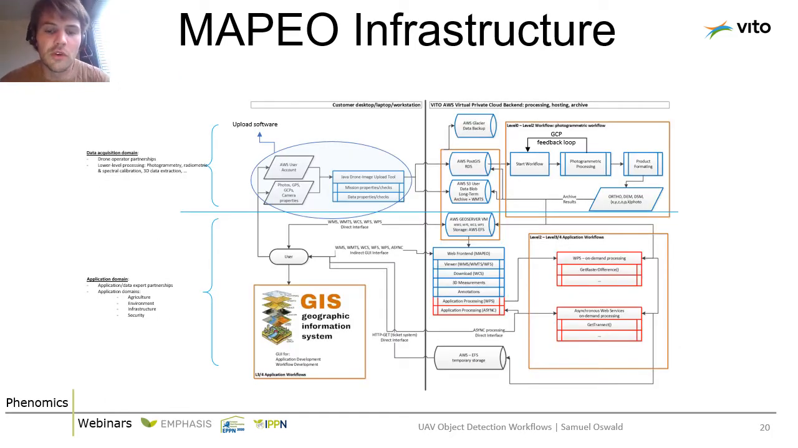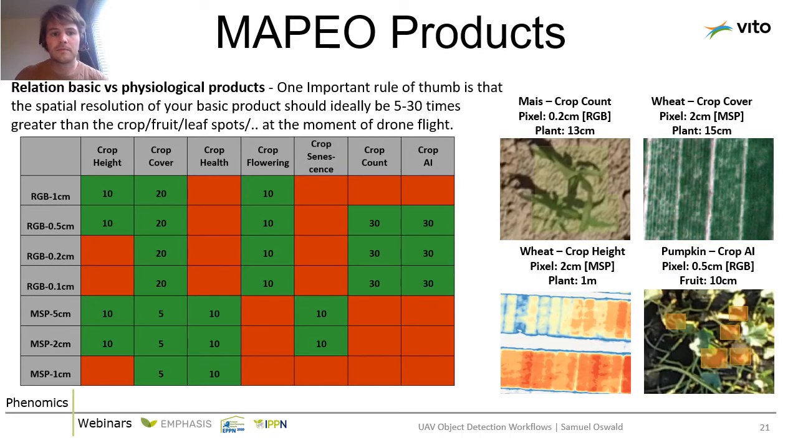And so this is just an overview of the MAPEO infrastructure. As you can see, there's a data acquisition domain. It is then processed on a cloud backend and then pushed through to a web platform where users can access it or incorporate it into their own workflows. And a lot of products can be produced from this. We work a lot also on testing the applicability of drone workflows and UAV flights to new products, as well as what kind of data you might need to actually retrieve the product that you're looking for.